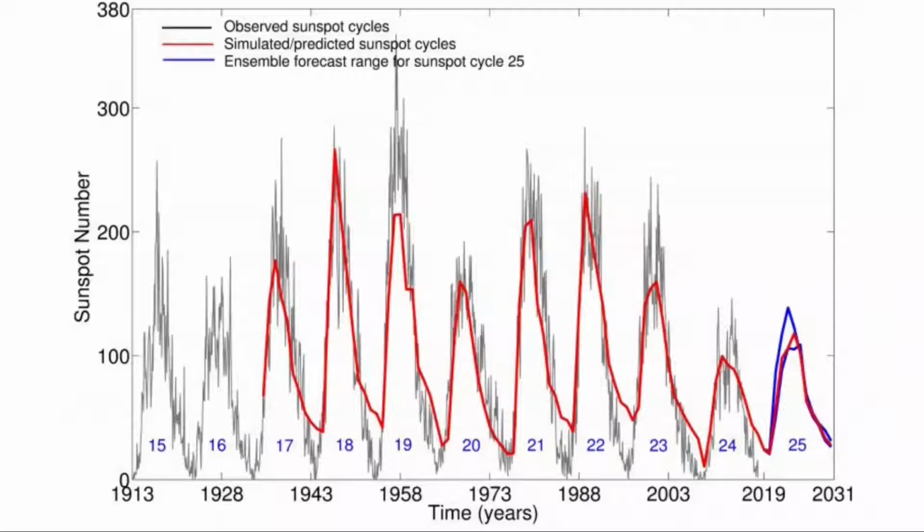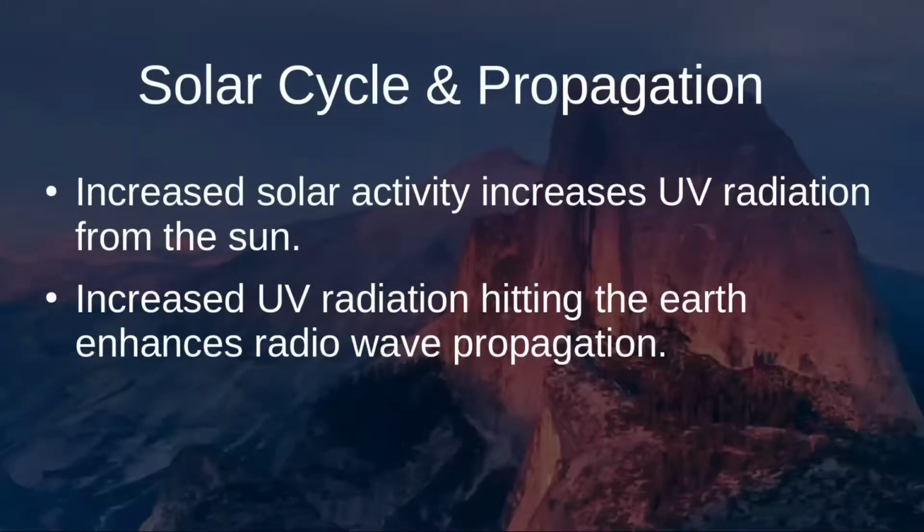Unfortunately, the last few solar cycles haven't been the greatest. But this solar cycle is still up in the air, but there's some evidence that it may be a slightly better solar cycle than the previous one. And this is solar cycle 25. So why are we all excited about solar cycles and solar activity? Because the more sunspot activity, the more activity in the sun, the more ultraviolet radiation that's generated, and that will actually increase or enhance radio propagation. So increased solar activity increases ultraviolet radiation from the sun into our atmosphere and causes increased propagation.